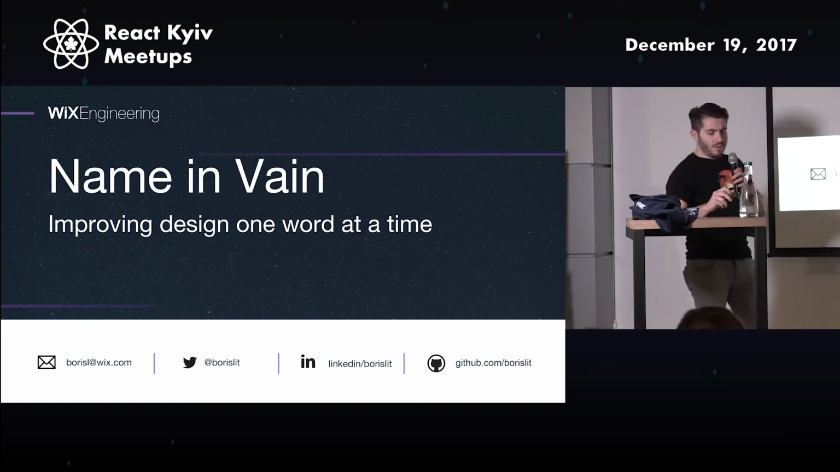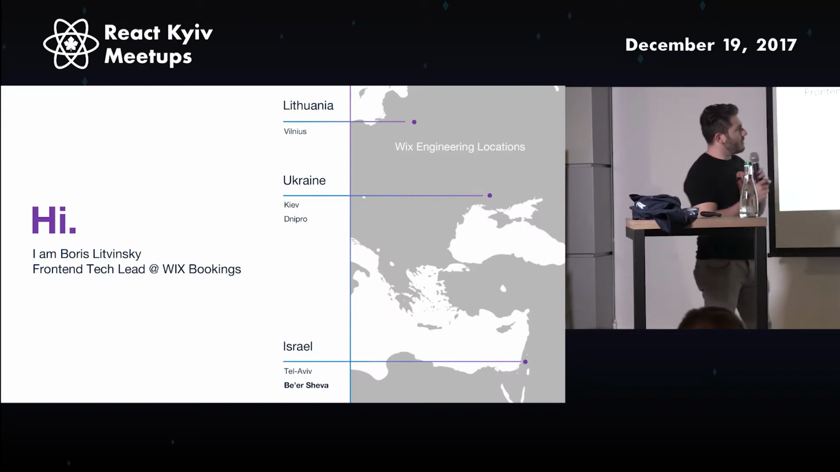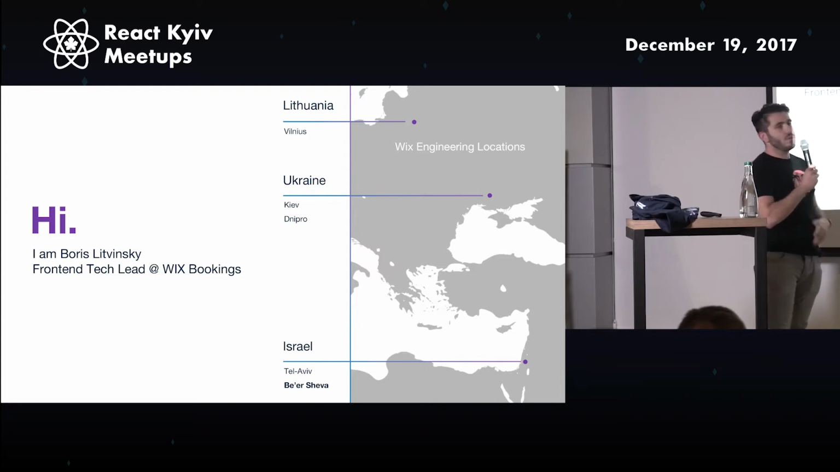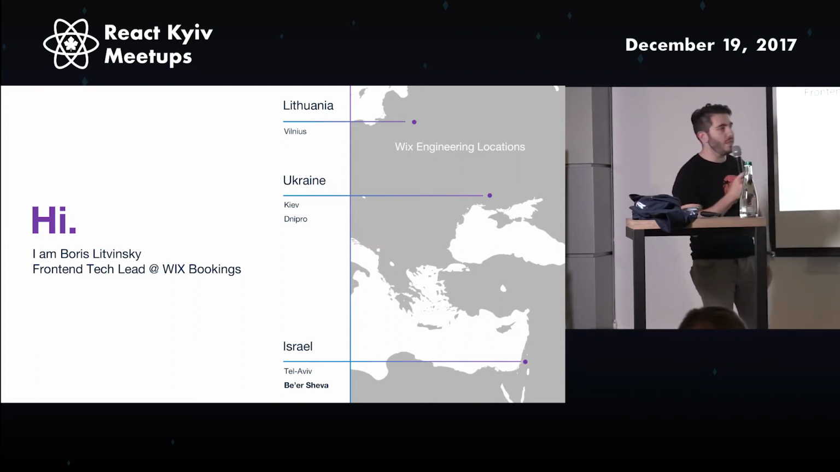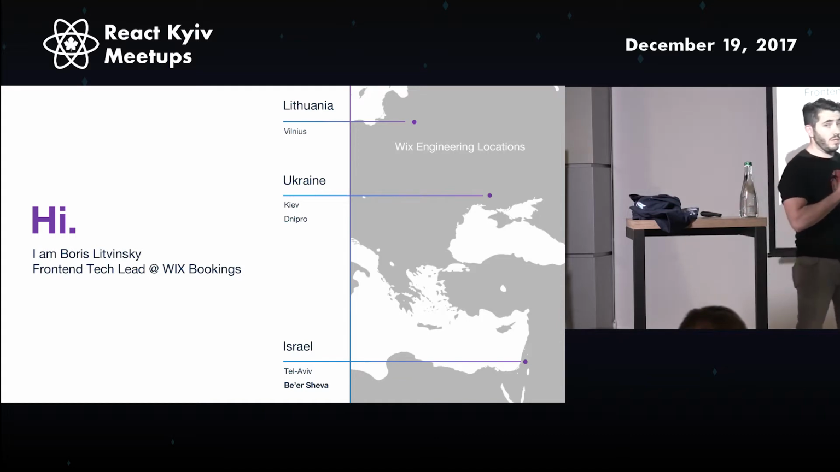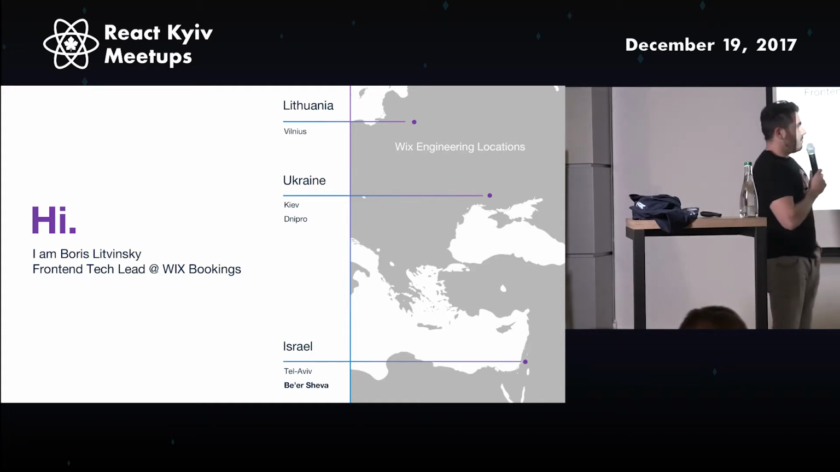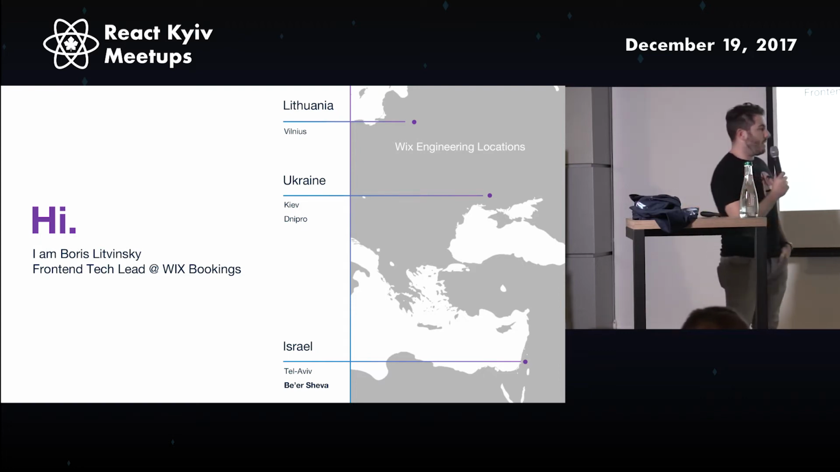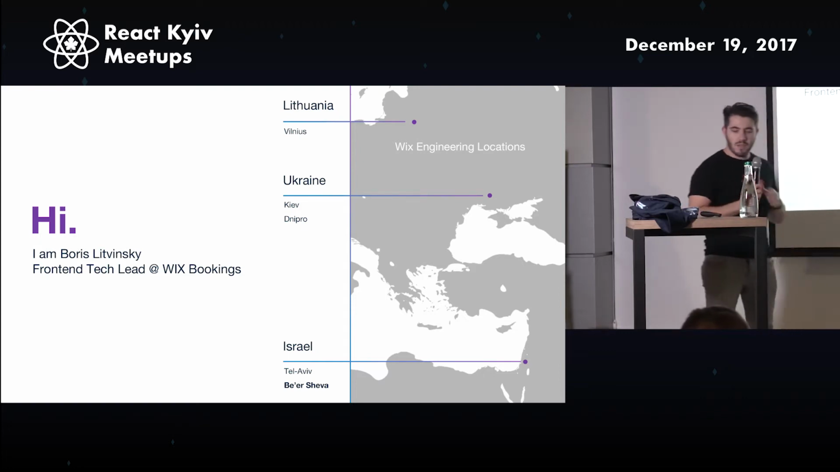First of all, Wix has offices all around the world. We have R&D in Vilnius, in Dnipro, and here in Kyiv, which is growing rapidly. We have over 200 employees here within a year. We have our main office in Tel Aviv, and I'm personally from an office in Beersheba.